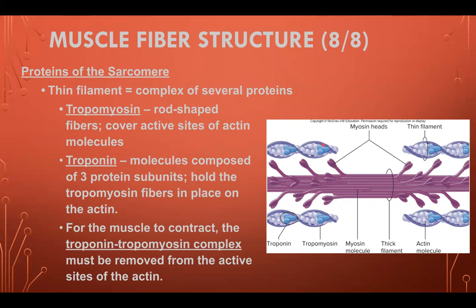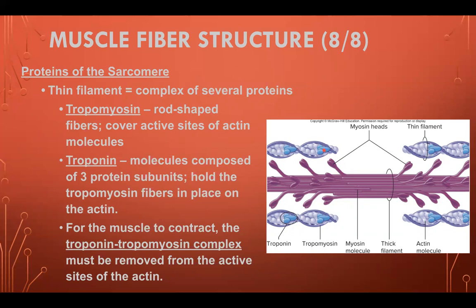the actin active sites are being covered up by a troponin-tropomyosin complex. This is a combination of two proteins. The tropomyosin is what is really covering up the actin active sites. It's these rod-shaped proteins that are covering it up. And attached to the tropomyosin is another protein called troponin. Troponin is made up of three protein subunits, as you can see here, and it helps to hold the tropomyosin in place. So the troponin can get unlocked.